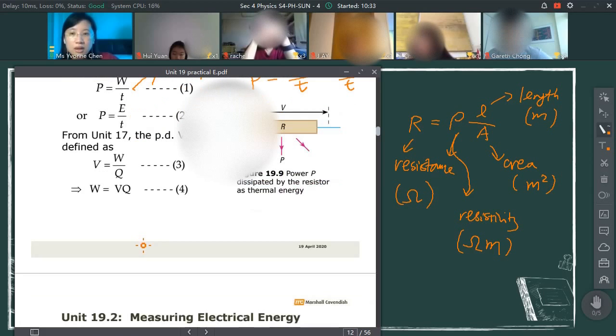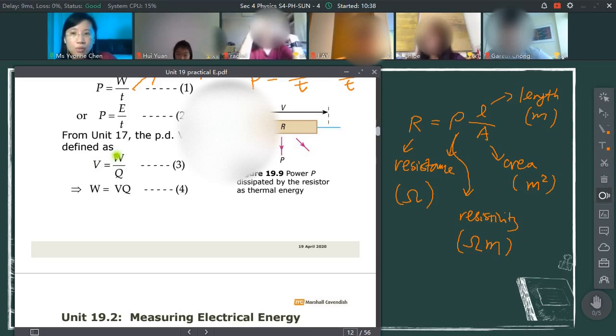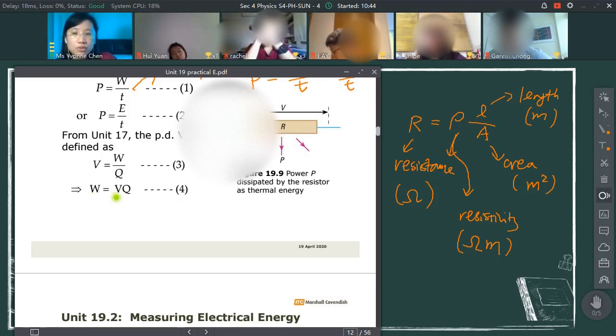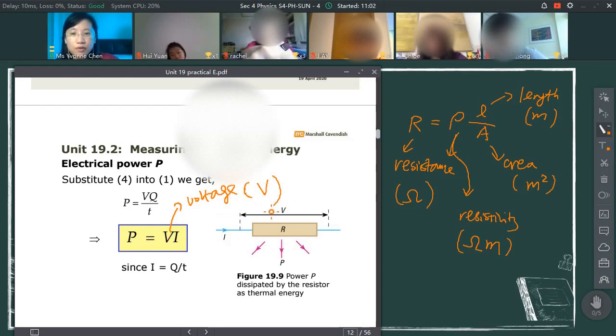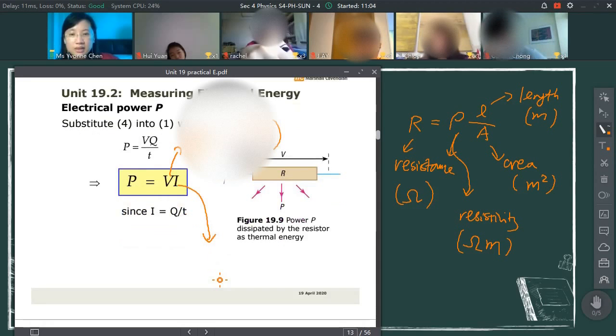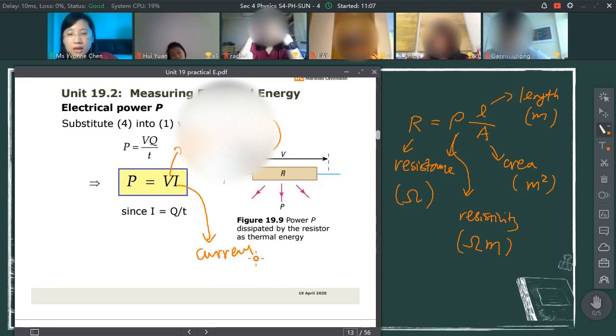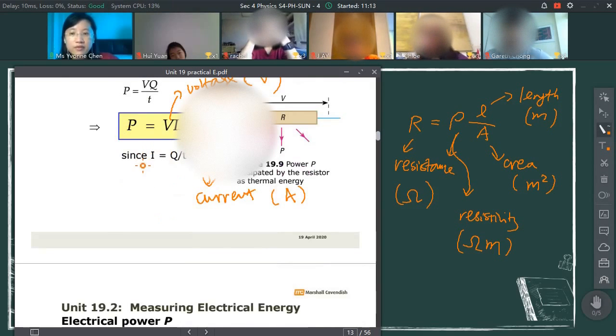Voltage is defined as work done divided by amount of charge. So work done equals voltage times amount of charge. And then we can derive this formula: power equals V times I. V is the voltage, the SI unit is volts. Current, the symbol is I, the SI unit is amperes, right? This is the fundamental formula.